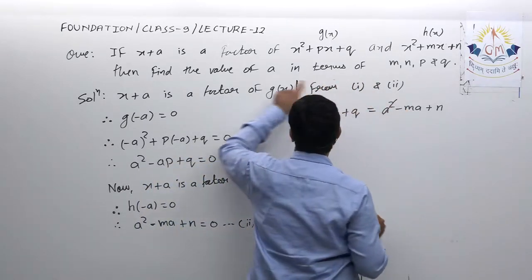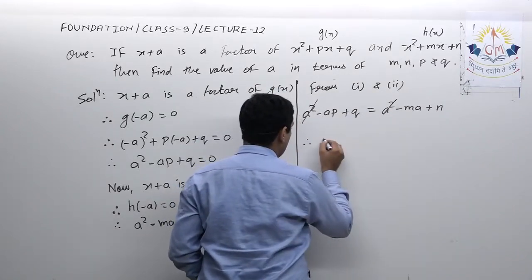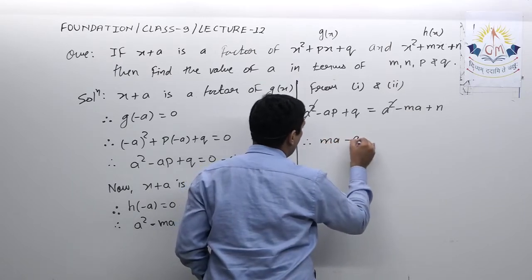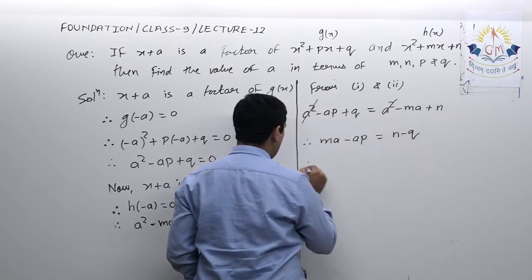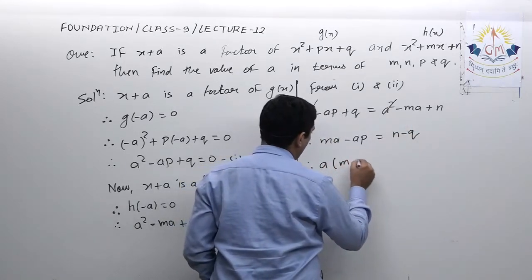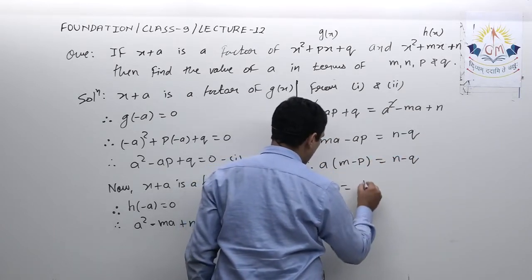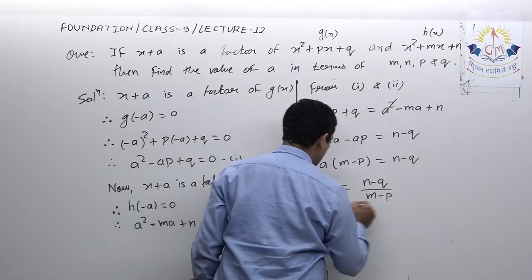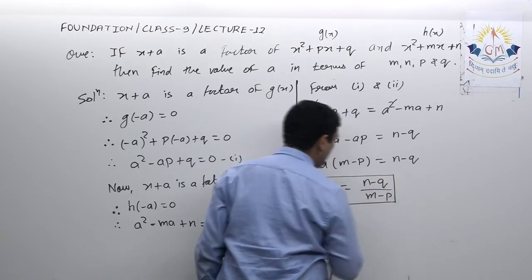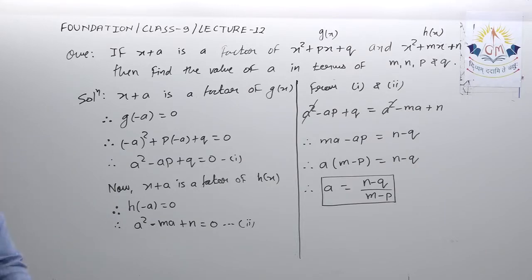I need to get the value of a, so I will take the terms of a on one side. I took ma on this side, minus ap as it is, and n minus q, I took q on that side. If I take a common, a times (m minus p) is equal to n minus q. So a is equal to (n minus q) upon (m minus p). This is my final answer, value of a in terms of m, p, q, n. So please note it down, then we'll see the next question.